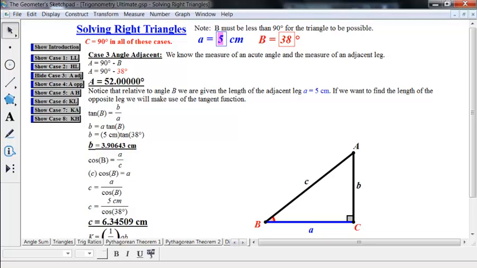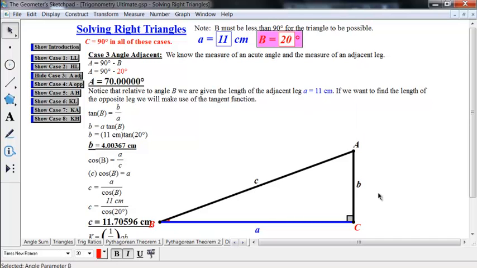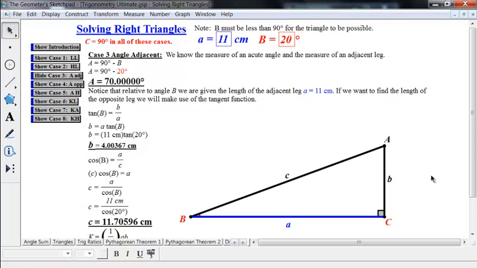So I think I said A was 11 and B was 20 degrees. So that should look like this for your way it looks. Of course, finding the other angle is just 90 degrees minus B. 90 degrees minus 20 degrees leaves 70 degrees for angle A. That was pretty easy. Not too hard to find the other things either.